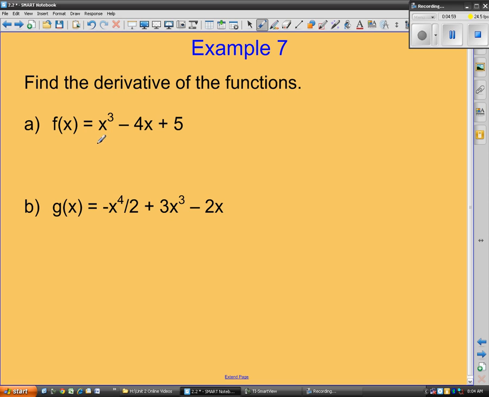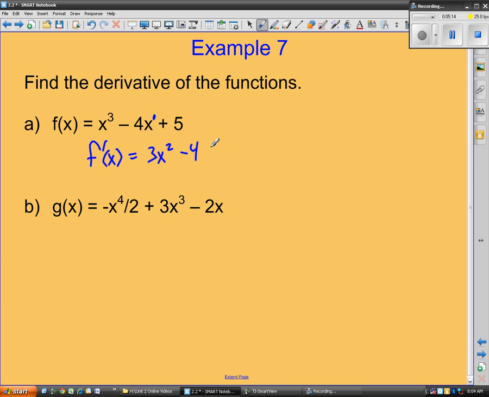So I'm going to differentiate this and go through and follow my power rule. So that means it becomes 3x squared. Now this guy right here becomes, well, there was a power of 1 there, so it's negative 4 times 1. I'm not going to write the times 1.